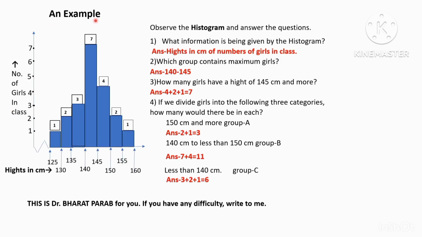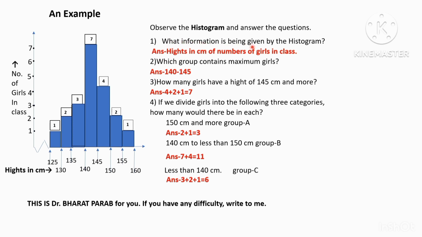This is an example. We go with the example. Observe this histogram and answer the questions. Now see, this is the number of girls in a class on the y-axis, and heights in centimeters on the x-axis, 125 centimeters, 130, like that. There is no gap in between these two, and this is a jagged bar. It doesn't start from 0, so we show a broken axis. Observe that 125 to 130 is one student. 130 to 135, there are another two students. Just observe this, and you need to answer the questions given by this. So answer all these.